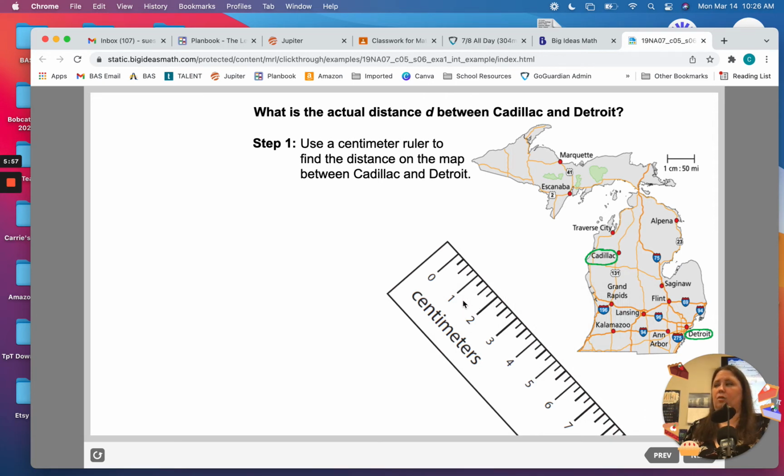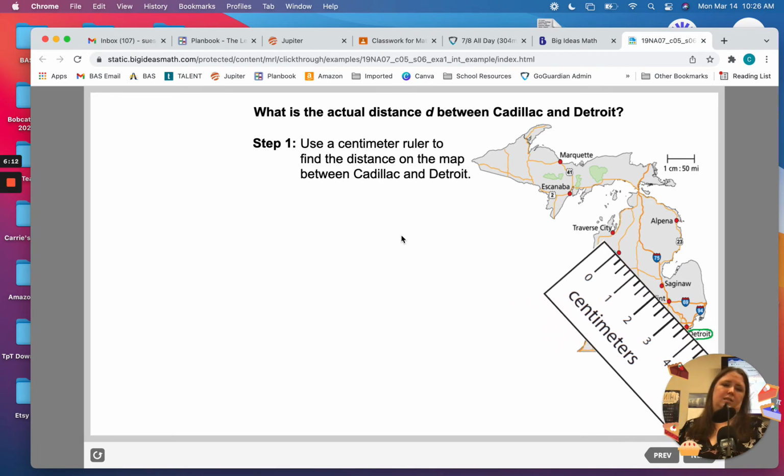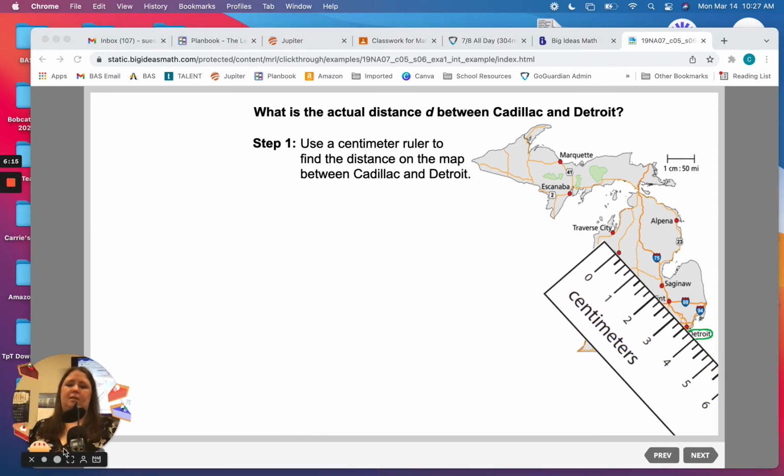Okay, and just so you know, your online version here has a ruler tool, so you can measure things. It might not have it on the example, but when you go to do the work, there's a tool you can use. So measuring here, what is the distance from Cadillac to Detroit? Look here, we have 3.5 centimeters. Very good.